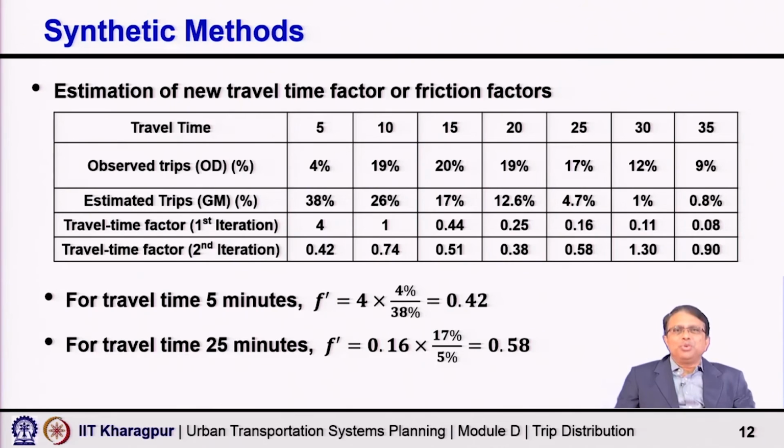So, what will we do? 4 multiplied by the observed 4% divided by the gravity model's 38%. So, now you should use the value of 0.42. We are shaping up. So, with whatever travel time, whatever the condition, accordingly the values will be modified. So, now you have a modified value as shown.